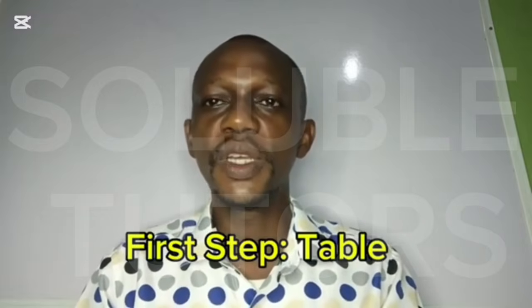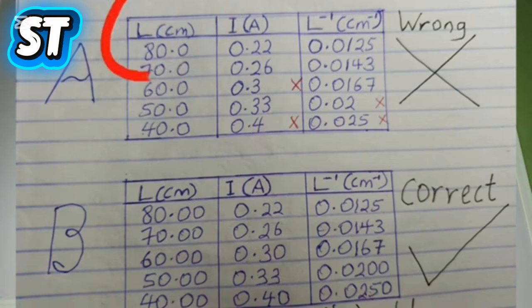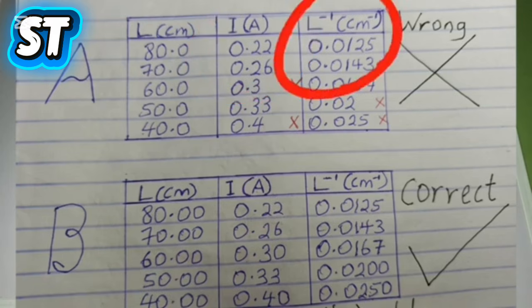The first one is the table. Look at this table, for example. Here we have table A and we have table B. On the table A, the first column is a reading that has been taken using meter rule. You can see that we have L in centimeters and we have I in ampere. That's the second column. And the third column, we have divided our L, that is, we have found the reciprocal of the L, that is 1 over L, which is L raised to power of minus 1, and centimeter raised to power minus 1. That's the unit. Now, there are many things wrong there.